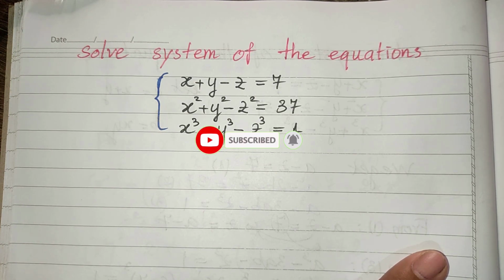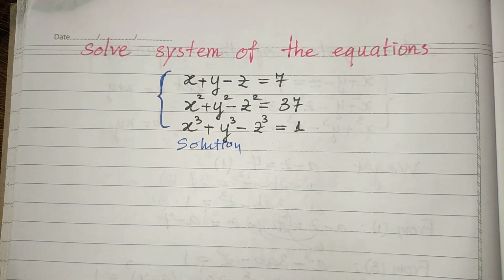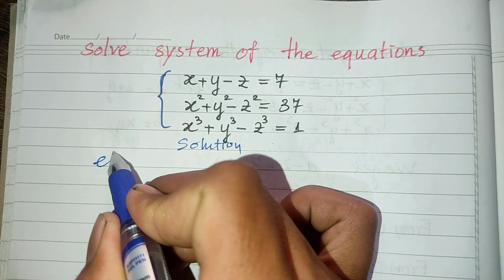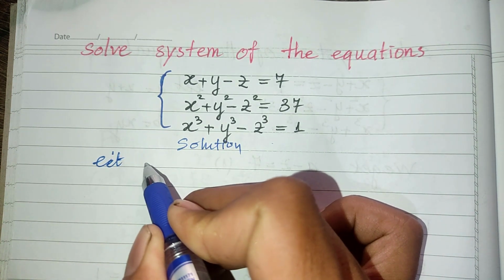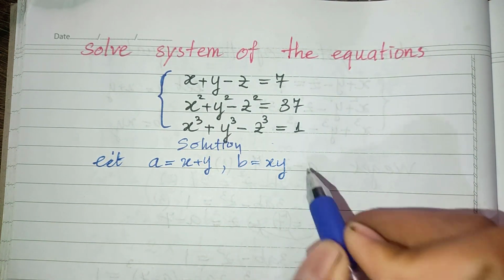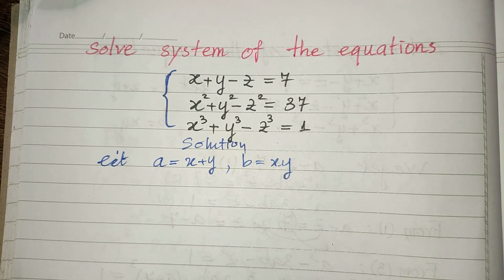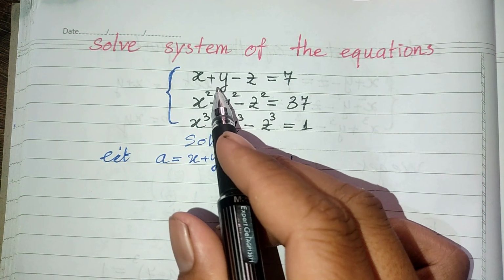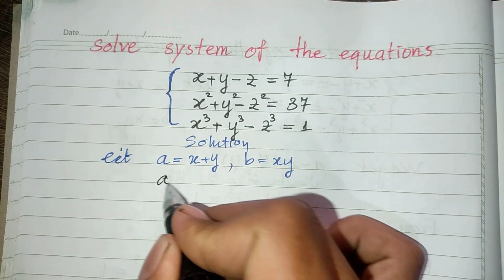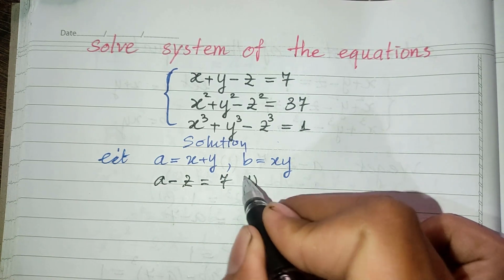Okay, now we go to the solution together. Okay, solution. To solve this system, we must let a equal x plus y and b equal x times y. Now our equations we can write. Replacing x plus y by a, we get a minus z equals 7. I call this the first equation.